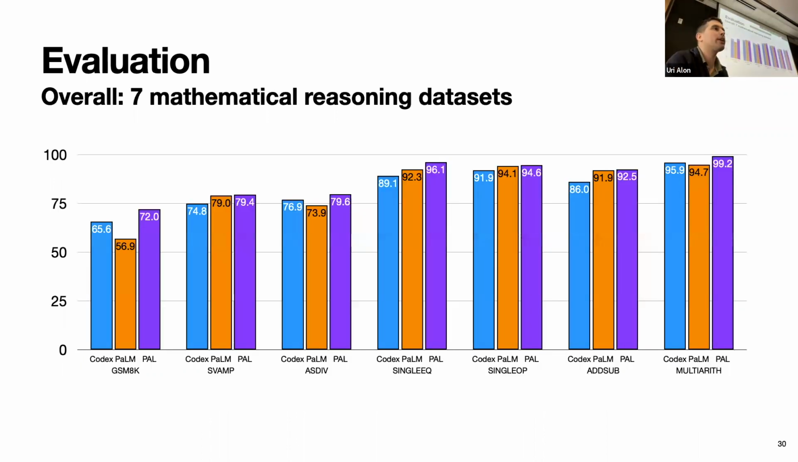And a similar trend appeared across multiple datasets and benchmarks in this family. Every group of bars here is a different benchmark. In each group, we have Codex that uses chain of thought, PaLM that uses chain of thought, and our PAL, which is our approach. And as you can see, in each of the benchmarks, PAL performed better than Codex, which uses the same language model but with a different prompting approach, and PaLM that uses chain of thought, but is a much bigger model.